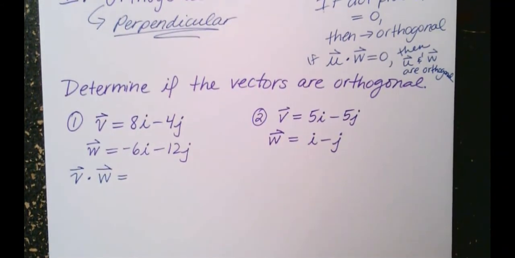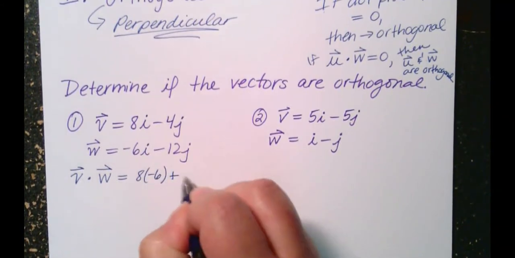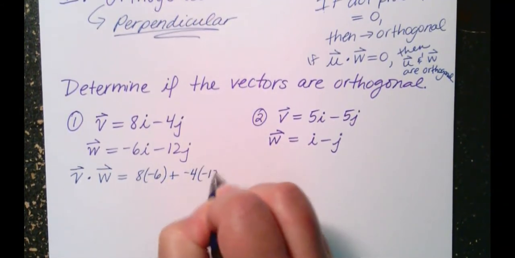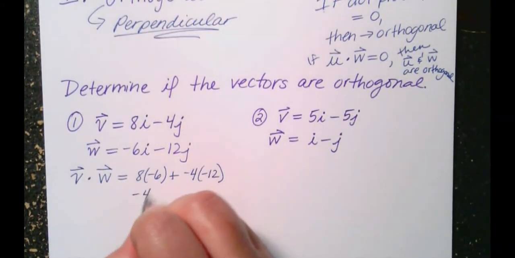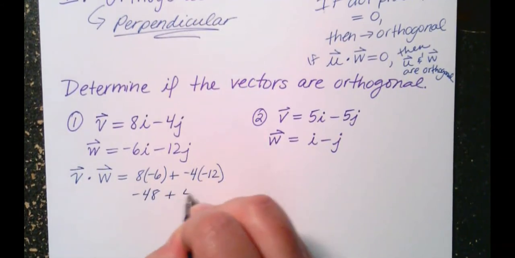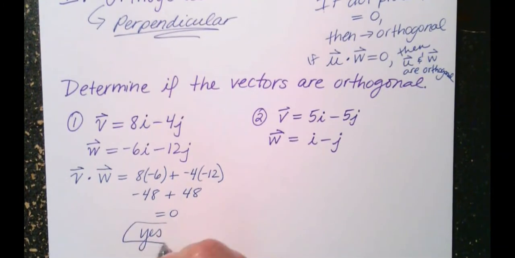So here my dot product is 8 times negative 6 plus negative 4 times negative 12. Please be very careful with your signs on these. That's the easiest place to mess up, pretty much just like any other math, honestly. Negative 48 plus 48, that's 0. Yes, they are orthogonal.